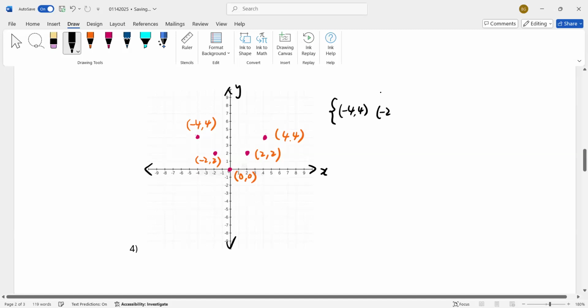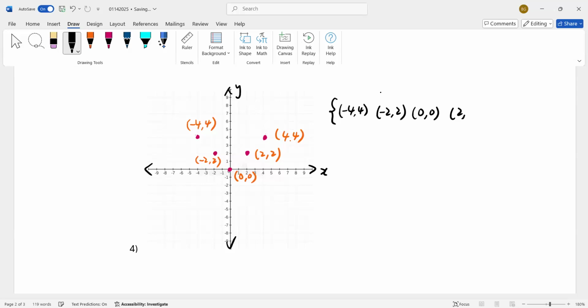We have -2, 2. We have 0, 0. We have 2, 2. We have 4, 4. We have 1, 2, 3, 4, 5. 5 points. There are 5 ordered number pairs in a set. So this, yes, is a relation.